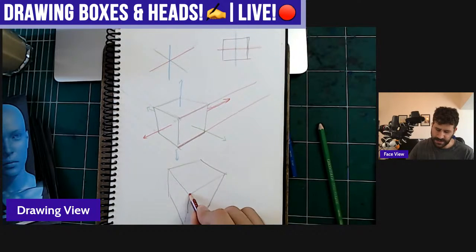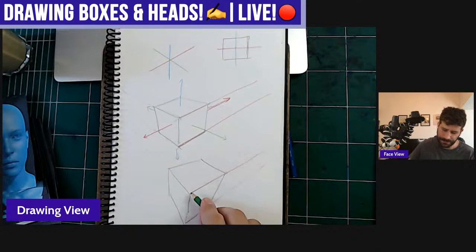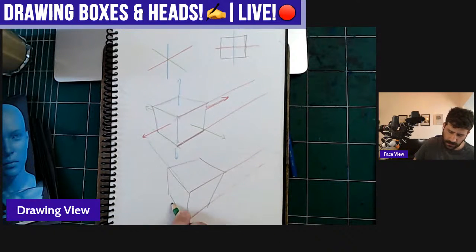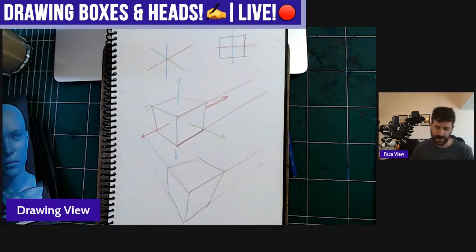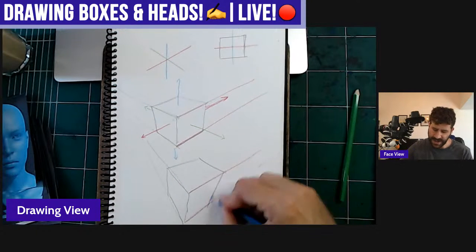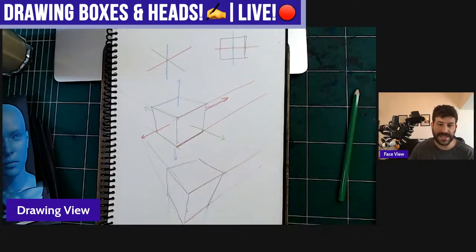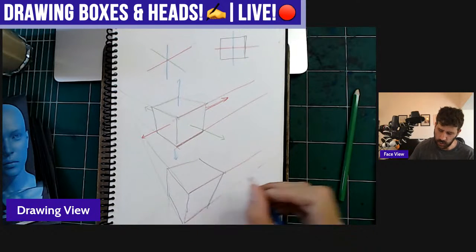Why are these lines parallel in reality, but not parallel on paper? Look at that. They're not drawn parallel on paper. The reason is that to indicate lines that are parallel in space and move away from you, they're going to converge. Why? Because things that are farther appear smaller.